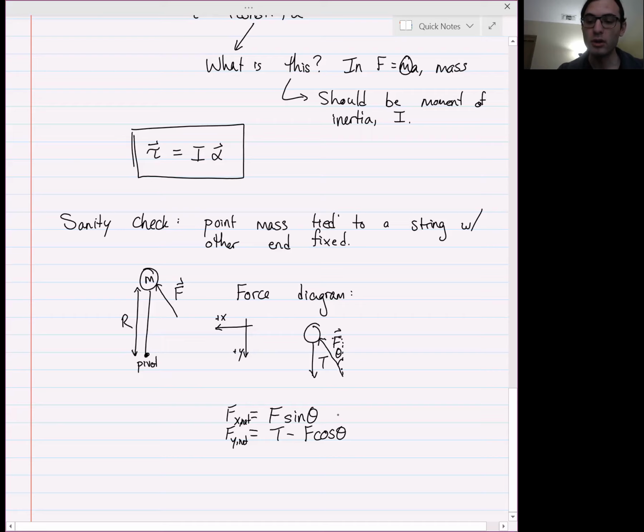Now we know that the vector R points from the pivot to our point mass. And so the y component is the component of the force that goes in the same direction as the pivot, right? So the F sub y net is equal to the mass times the acceleration. Sorry. Oh, this is terrible notation. I'm sorry.